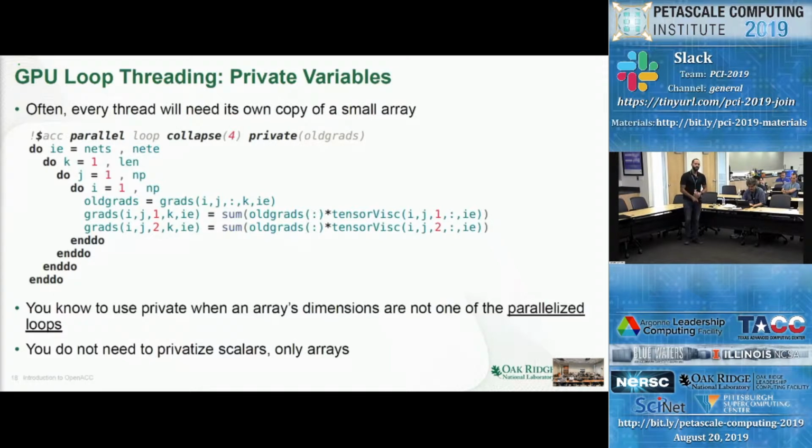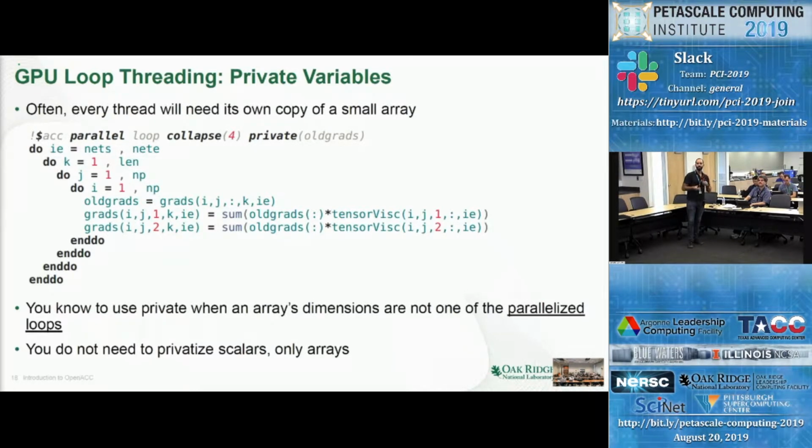The other thing you need to think about when you are putting loop directives in OpenACC are private variables. A private variable is a variable for which every single thread on the GPU needs its own copy. And the way you know you need a private variable is that it's indexed over a dimension that is not included in the parallelism. So the parallelism that we're exposing here in this 4-level collapsed loop is a loop over elements and then 3 dimensions, vertical and 2 horizontal.